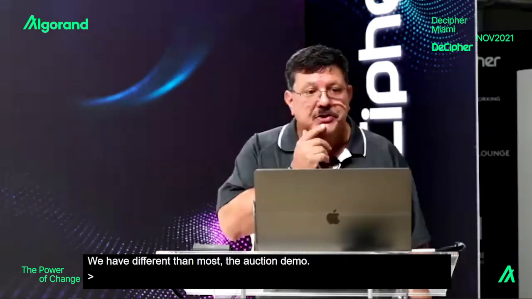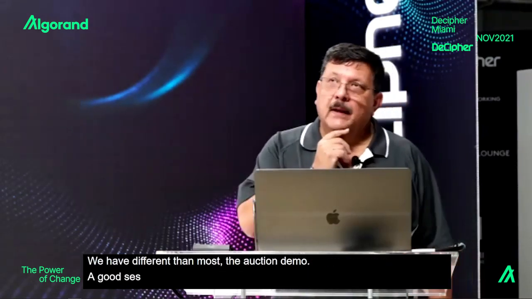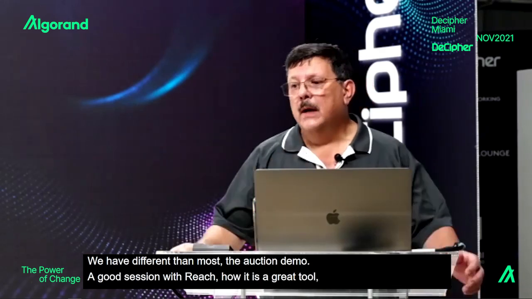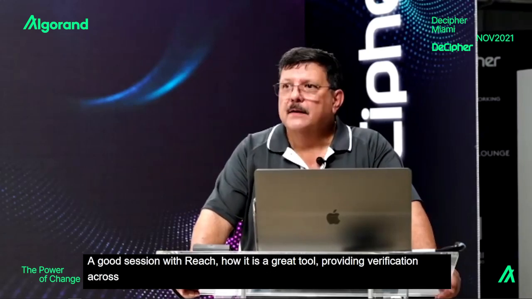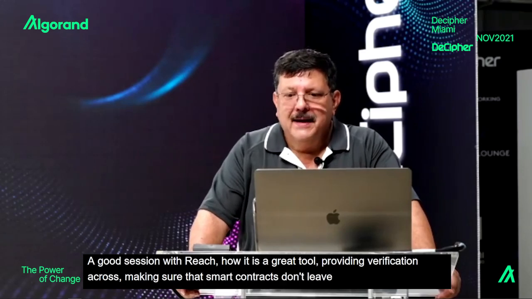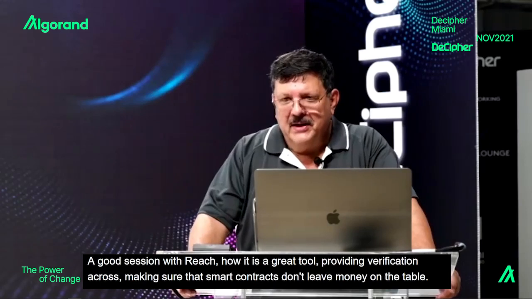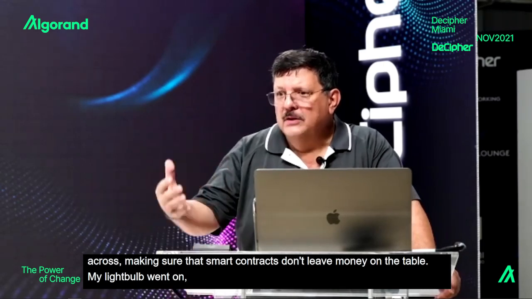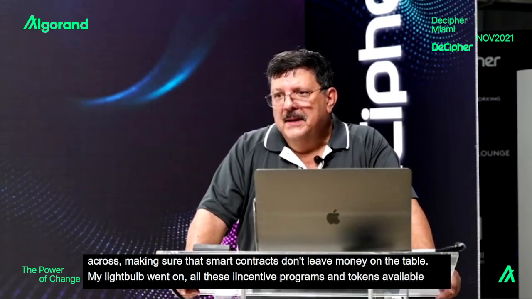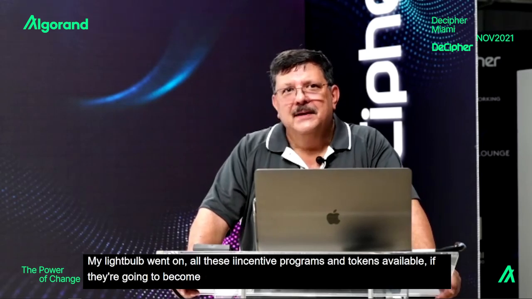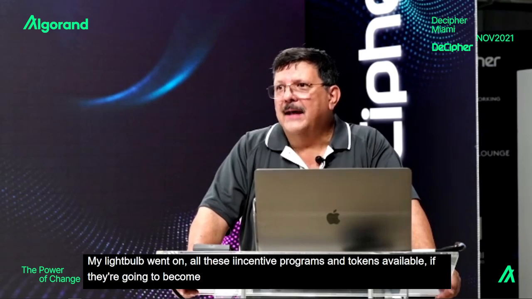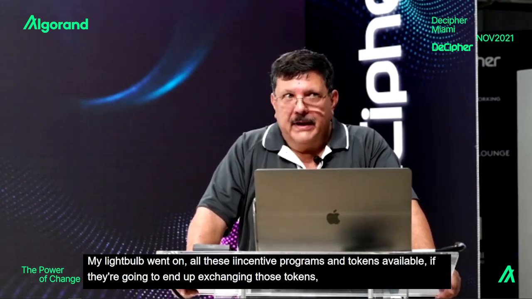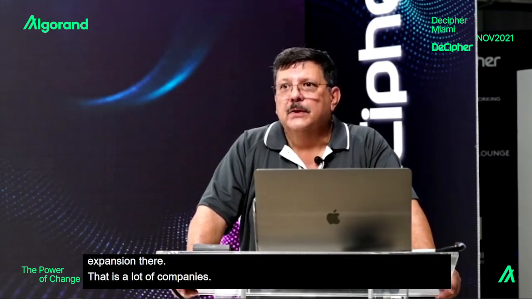Then we had a really great thought-provoking session with Reach. They talked about how Reach is a great blockchain-agnostic tool, and also provides great verification of processes, making sure your smart contracts don't leave money on the table, really helping you audit your programs. The thing that made the light bulb go off in my head was that all of these companies that have incentive programs and tokens available are going to end up becoming a DAO. That's really it in a nutshell. They're going to end up exchanging a lot of those tokens that can only buy very limited things or be exchanged in limited ways. Now you're really going to have a lot of expansion there. That's a lot of companies that have these types of programs, so that alone was mind-blowing to me.